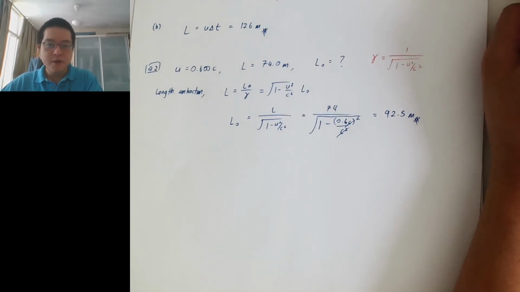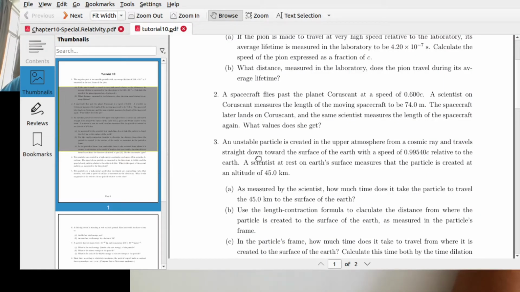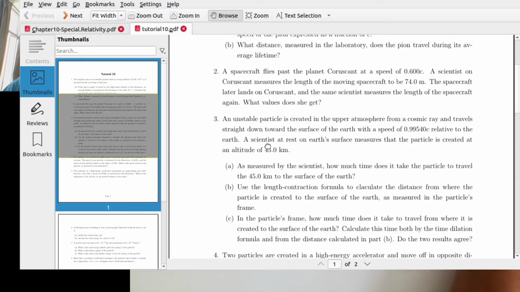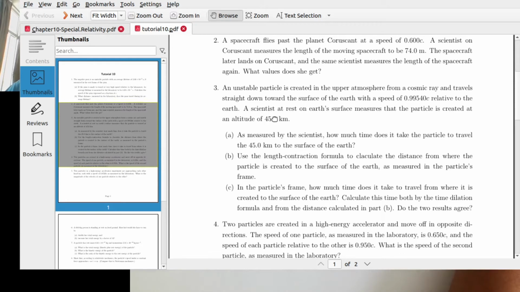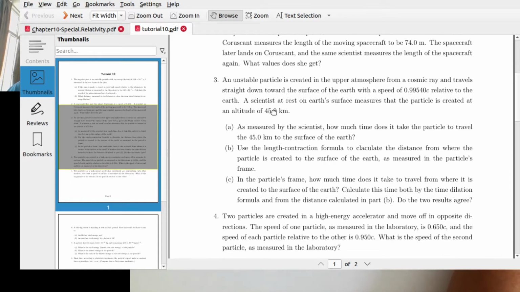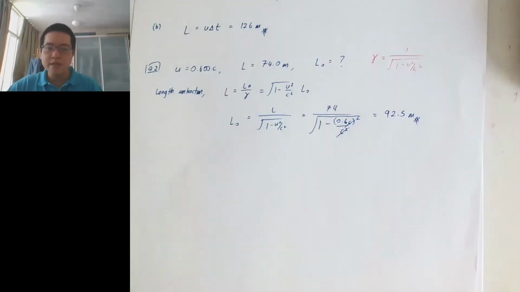Question 3 is slightly more involved, just because it has 3 parts. So let's see. An unstable particle, could be a pion again, is created in the upper atmosphere from a cosmic ray and travels down towards the Earth at very high speed relative to the Earth. A scientist on the Earth measures that the particle is created at this height, so this is the length traveled by the particle in the Earth frame. As measured by the scientist, how much time does it take for the particle to travel to this part of the Earth? The first part is just normal kinematics, because everything is in the same frame.